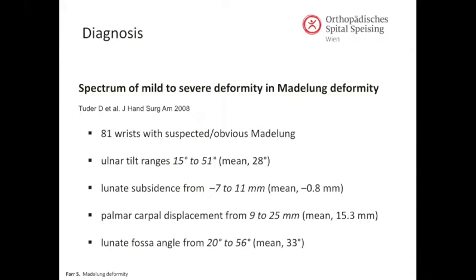What we know from Madelung deformity with regards to the diagnosis is that there's a spectrum. So there's not one Madelung deformity, but there is a mild to severe deformity. You can see here in this paper from 2008 that the tilt ranges from 15 to 51 degrees, the subsidence from -10 to 11 degrees, and the same is for the palmar displacement. So you can see here that there is a very large deformity spectrum.